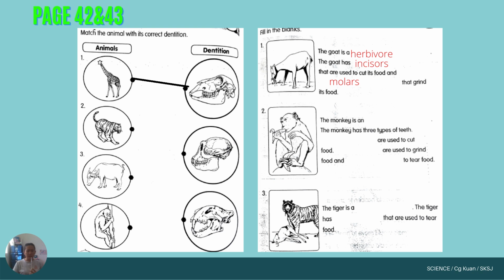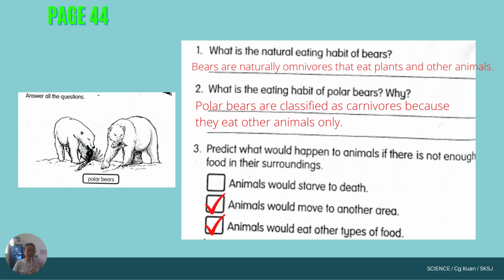Next one, fill in the blanks. Number 1, the goat is a herbivore. The goat has incisors that are used to cut its food and molars that grind its food. Do number 2 and number 3 by yourself. Page 44. Answer the following questions.